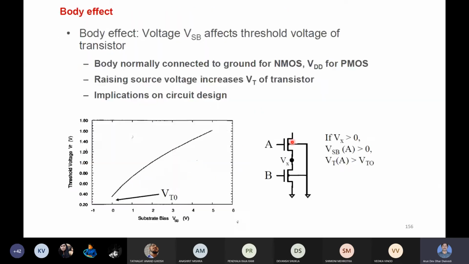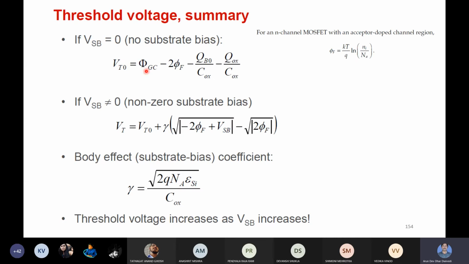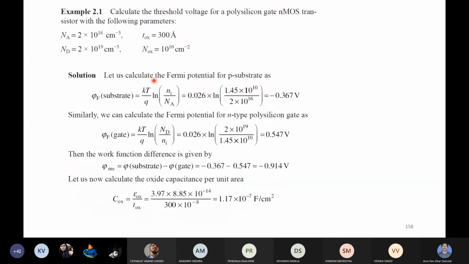Then as I have discussed, phi ms is phi metal minus phi substrate. Here polysilicon is there instead of metal, so phi ms is the work function difference between the substrate and the gate. Phi ms is now calculated: phi substrate minus phi gate. Phi gate is this much and phi substrate is this much, so these differences are taken. This is coming like that.